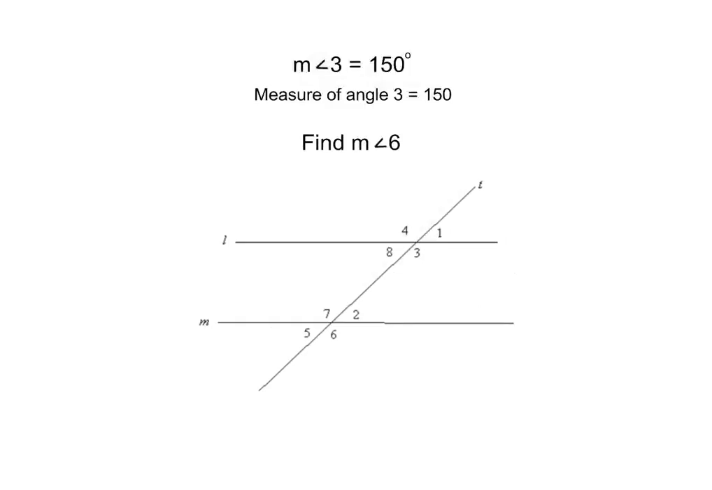So let's look at an example here. If the measure of angle 3 is 150 degrees, so this one is 150 degrees, and I'm trying to find what angle 6 is, I can see that angle 6 and angle 3 are corresponding, so I can simply say it's 150 degrees, just because they're corresponding angles. So that allows us to find yet another measure of an angle.